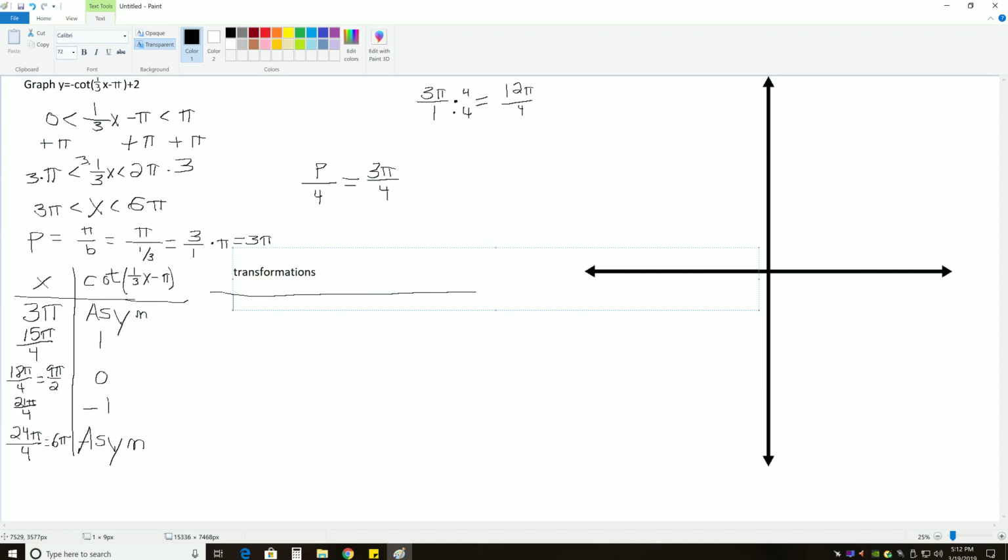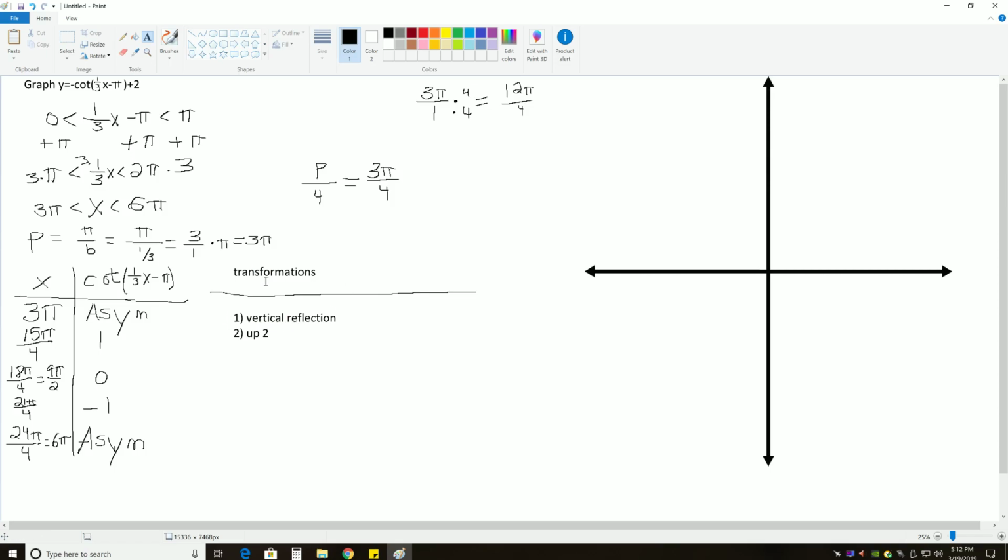Okay, so starting with our first one, we have a negative being multiplied to the outside of our cotangent function. That means that we have a vertical reflection. And then from there, we have a 2 being added to the outside, which means that we're going to shift the function up 2. These are our only 2 vertical transformations. We've taken care of all the horizontal ones, so we don't need to worry about them.